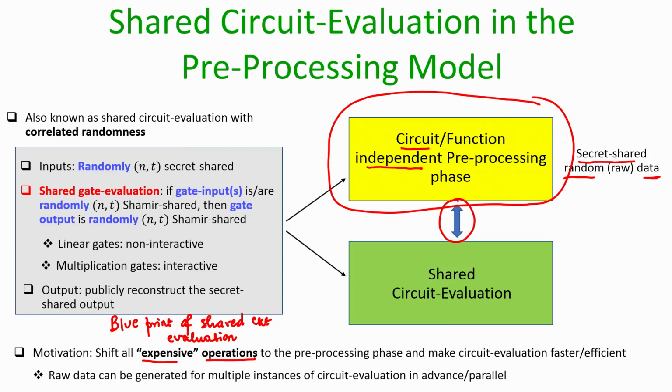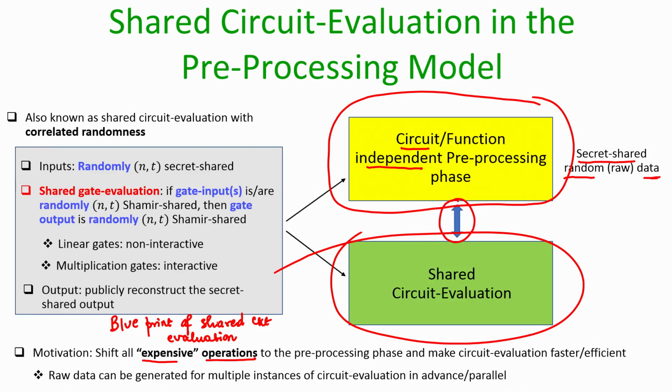It is like saying the following: if you want to evaluate the same function say 100 times or 1000 times, generate whatever raw data you require for 100 evaluations, or in fact more than 100, and keep it in a bank, in the memory of the parties, in a secret shared fashion. Then, as and when new instances of shared circuit evaluation start, you pull back the data that you generated in the pre-processing phase and utilize it, and hope that your actual shared circuit evaluation is very fast.